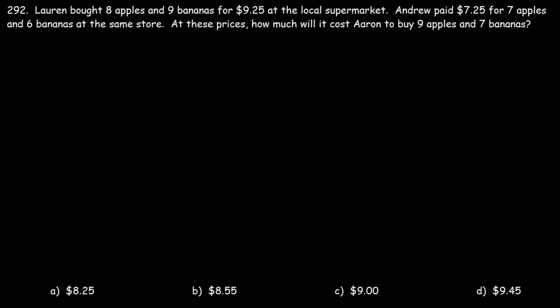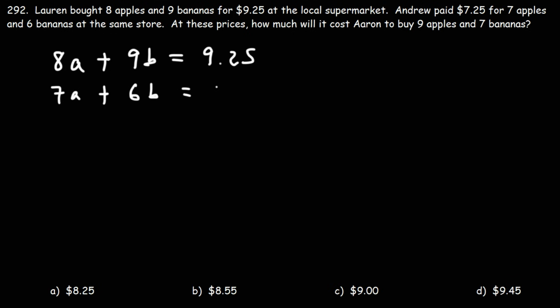In order to answer that question, we need to find the unit price for an apple and a banana. So we need to write up an equation for what Lauren paid and what Andrew paid. So Lauren bought 8 apples and 9 bananas for a price of $9.25. Andrew bought 7 apples, 6 bananas, and paid $7.25. A represents the price of 1 apple, B represents the price of 1 banana.